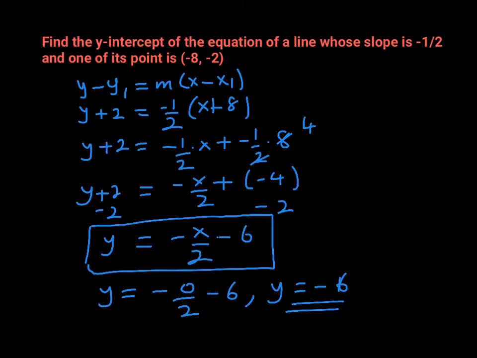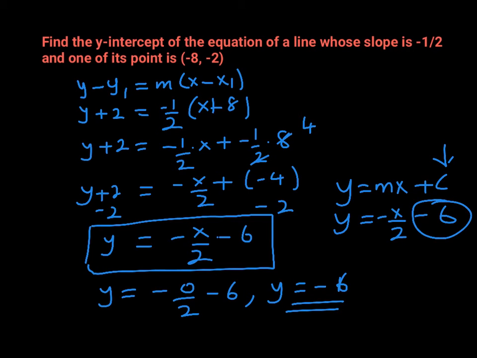Instead of doing that, you could just look at the equation y is equal to mx plus c, and you know that the c stands for the y-intercept. So we can just write our new equation as y is equal to negative x over 2 minus 6. So we see that this corresponds to the c, so therefore, this is the y-intercept. So this is a quick way of doing it, or you could go the long way, just like we have done.